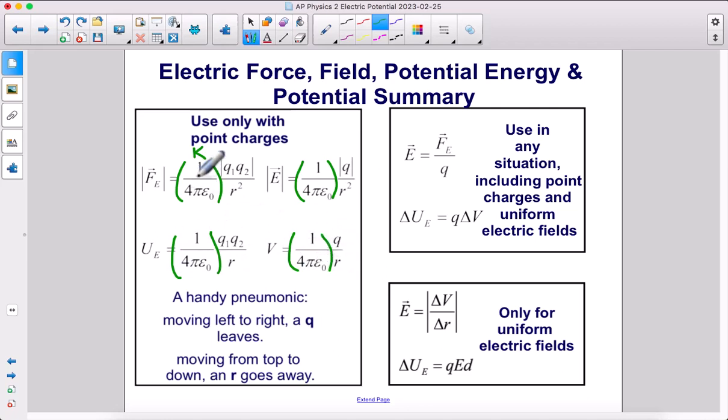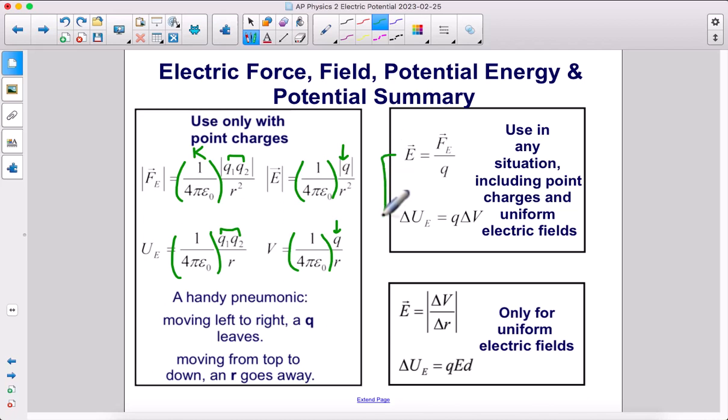So that's your hint. If you see this term in your equation, it can only be used with a point charge. Also remember that you need 2 charges in order to have a force or potential energy in a system. Whereas for electric field, that's due to 1 charge, and voltage is also due to 1 charge. The other difference is that when you're moving down from force to potential energy, you're going to lose one of these r's, and same over here. If you have electric field, it's over r squared, but voltage is just over r.